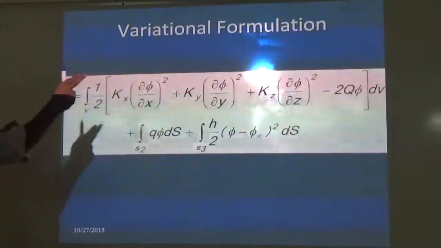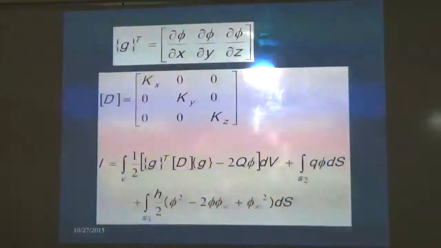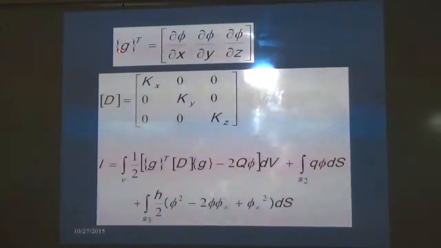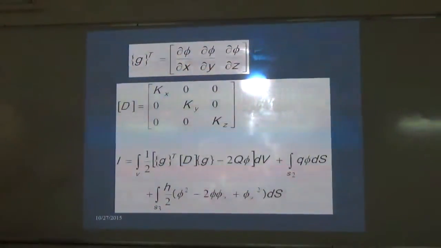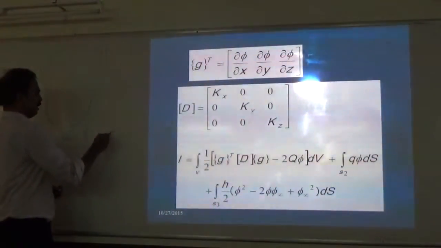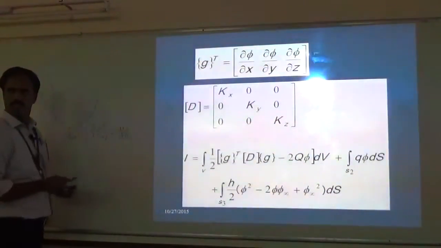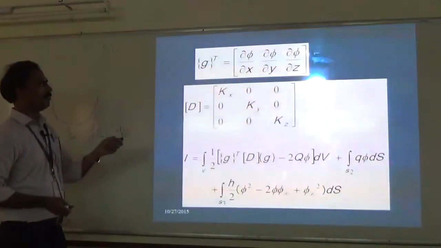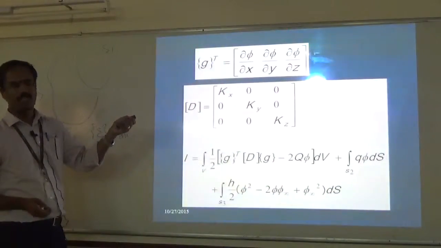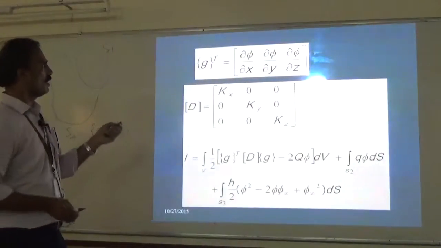In order to rewrite this, I'm going to introduce some new matrices. This is called the G matrix, the gradient matrix. This is analogous to the strain in structural problems. What is strain? du by dx for one dimension. So this is similar. Here it's a thermal problem, so this is going to be the thermal gradient, the temperature gradient in the x, y, and z directions. This is the gradient matrix.